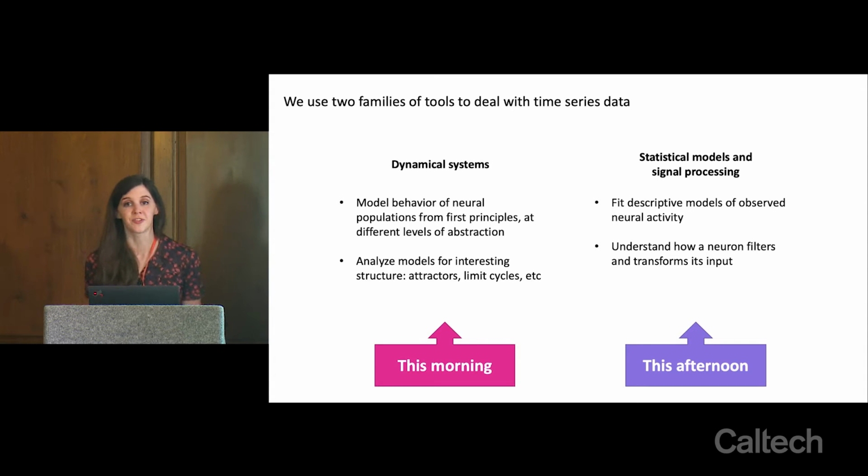On the statistical side, more practically, oftentimes we want to just summarize what our recorded cells are doing. You stick an electrode somewhere in the brain and your cell is spiking, the animal's doing something. And you want to come up with a quick summary of what the relationship is between those two things. What features of the stimulus is that neuron responding to, and how is it transforming those features, and how is it filtering them? So these are the two flavors of time series analysis and modeling in neuroscience.